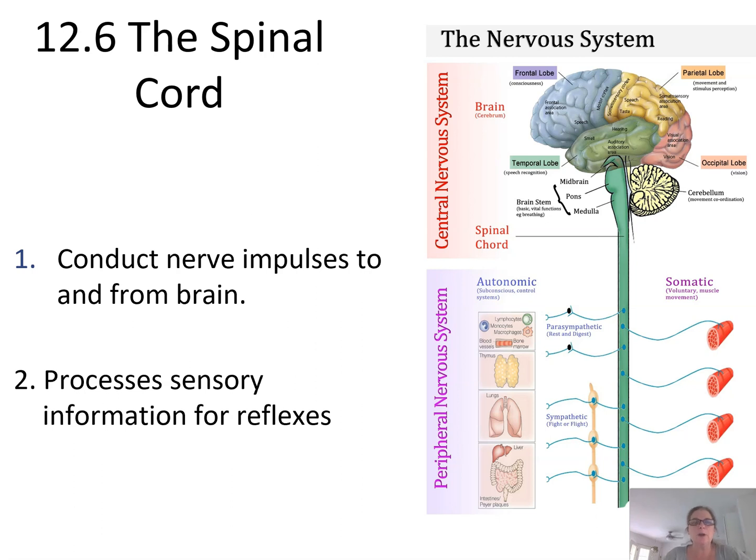Hi, in this lecture, we're going to work on Chapter 12 and talk about the spinal cord. Now remember, in the CNS, you have the brain and you have the spinal cord, and we've already covered all the material on the brain. So we're going to focus on the cord here, and the cord has two main functions.